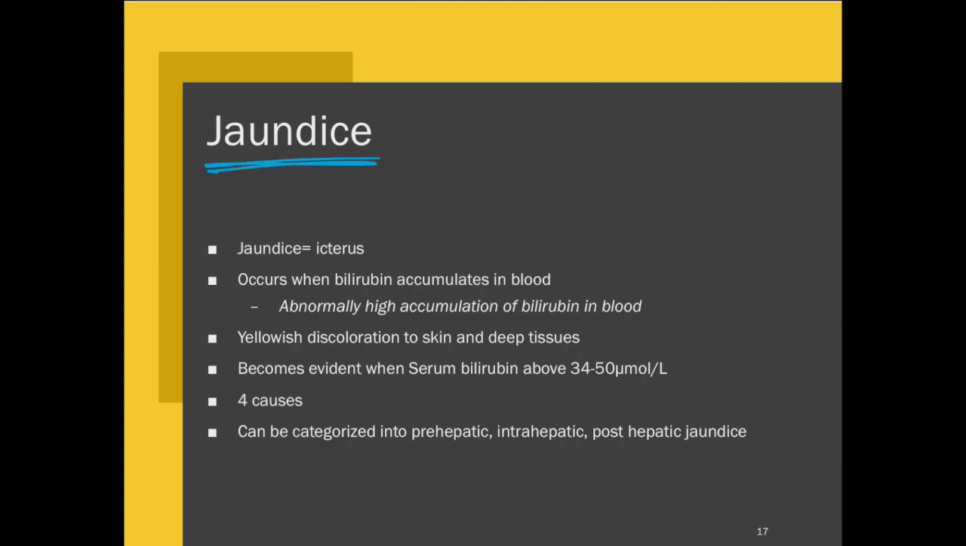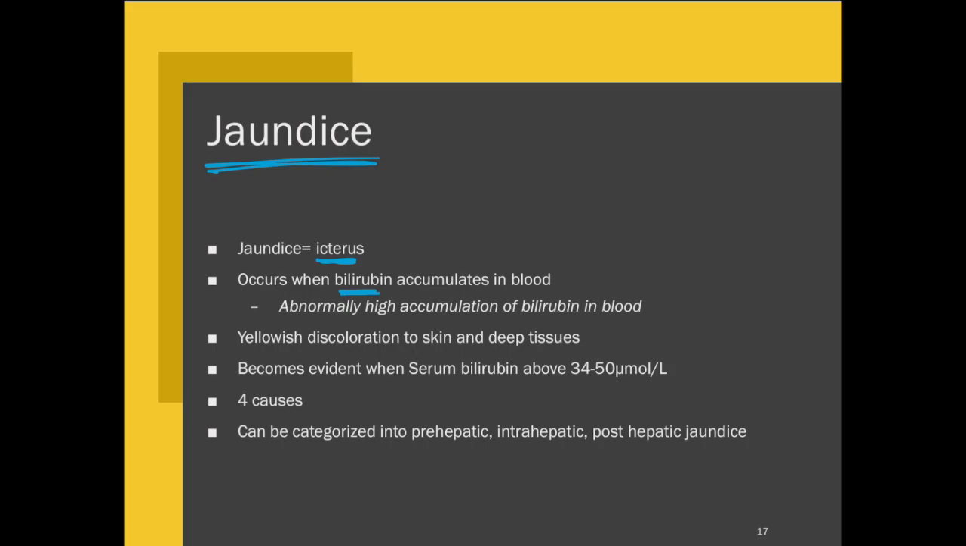Another name for jaundice is icterus. So just keep that in mind in case it shows up on a test. Icterus is jaundice. Jaundice occurs when bilirubin accumulates in the blood. What would cause bilirubin to accumulate in the blood? Well, something's wrong with the liver. We'll talk about what causes a buildup of bilirubin on the next slide.